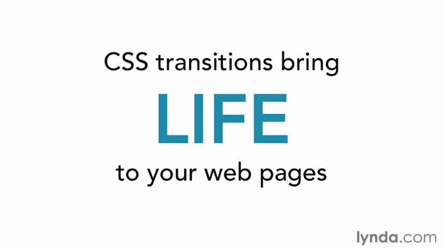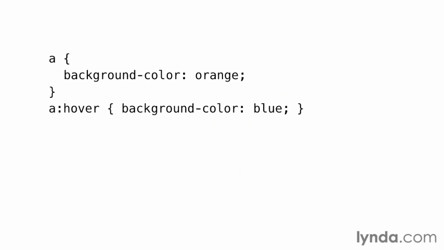In other words, a CSS transition animates the change in a CSS property, like background color, and to animate is to give life. Therefore, CSS transitions bring a breath of life to your web pages. Basic transitions are pretty straightforward to code. Let's start with a simple example, a link's background color.